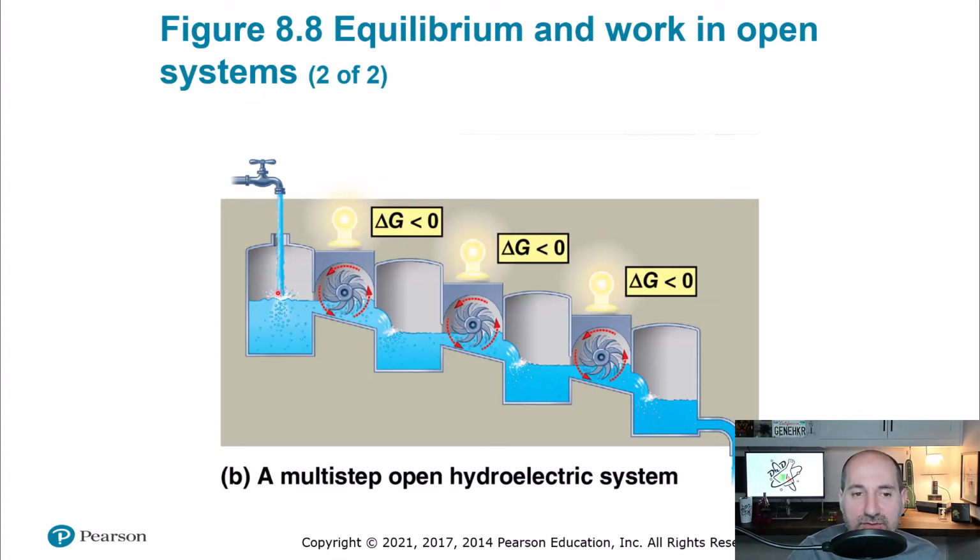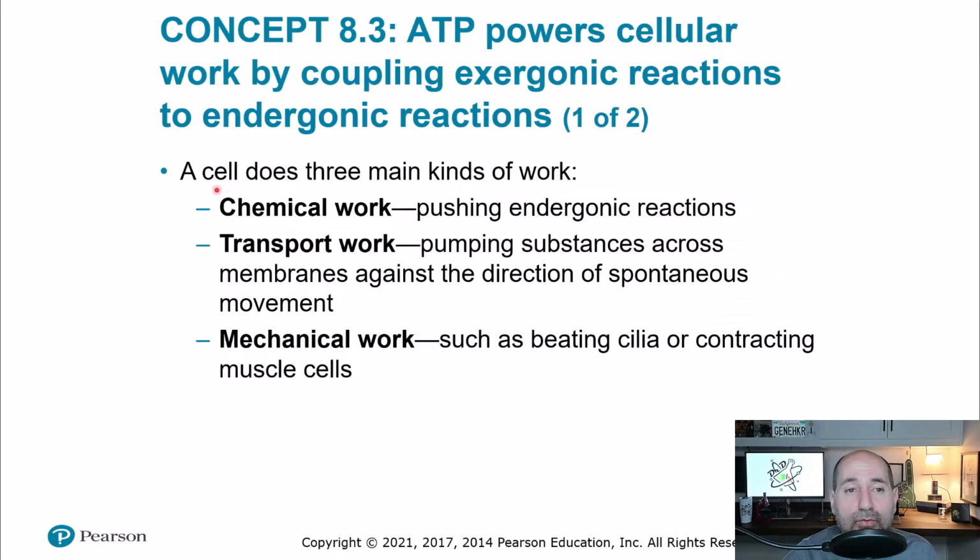Metabolism, which converts one type of molecule to another, to another, to another. So in our bodies, it's more like this hydroelectric open system than the previous one, because of the numerous metabolic pathways that occur inside of each and every one of our cells. Again, your cells want to do work. And there are three kinds of work that cells want to accomplish: chemical work, transport work, and mechanical work. Either way, these are positive delta G processes that require energy.